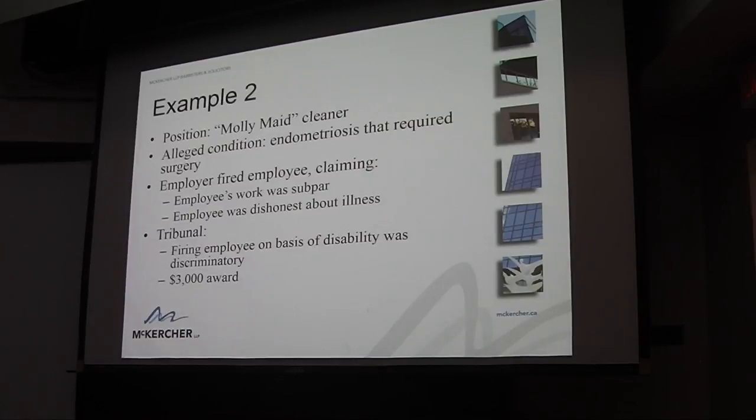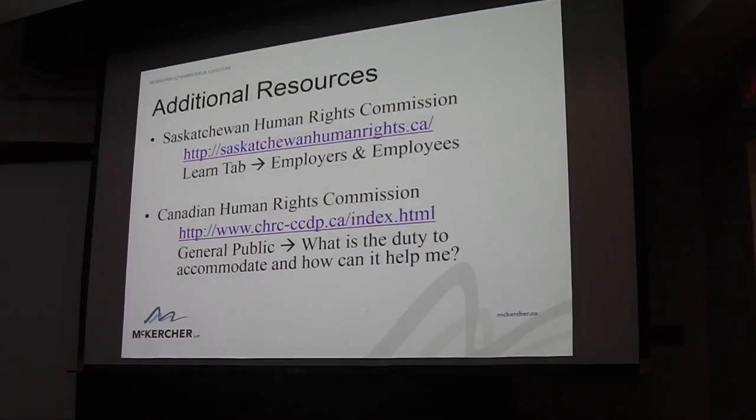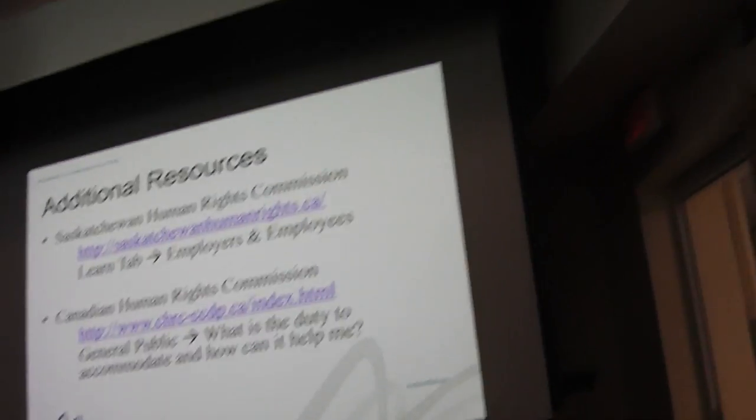But the tribunal in that situation drew an inference. You're hired, you're only there for 3 days, the employer finds out or thinks that there's a condition and then fires you. We're going to draw an inference. And so that employer was found guilty of discrimination and it cost them $3,000. So it's important to note that it's difficult for employees to try to prove that they're being discriminated against, but the system is intended to give you the benefit of the doubt as well and put the onus on the employer sometimes.